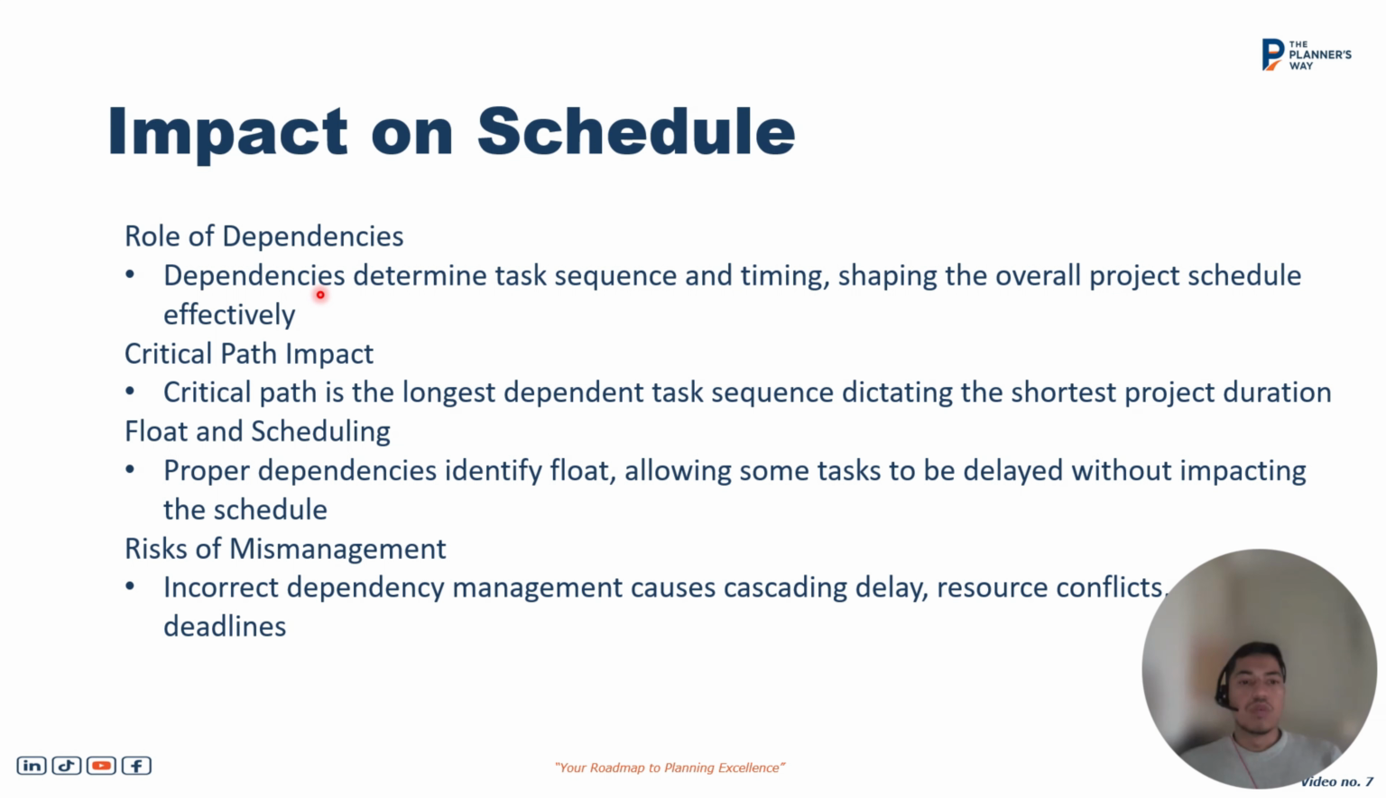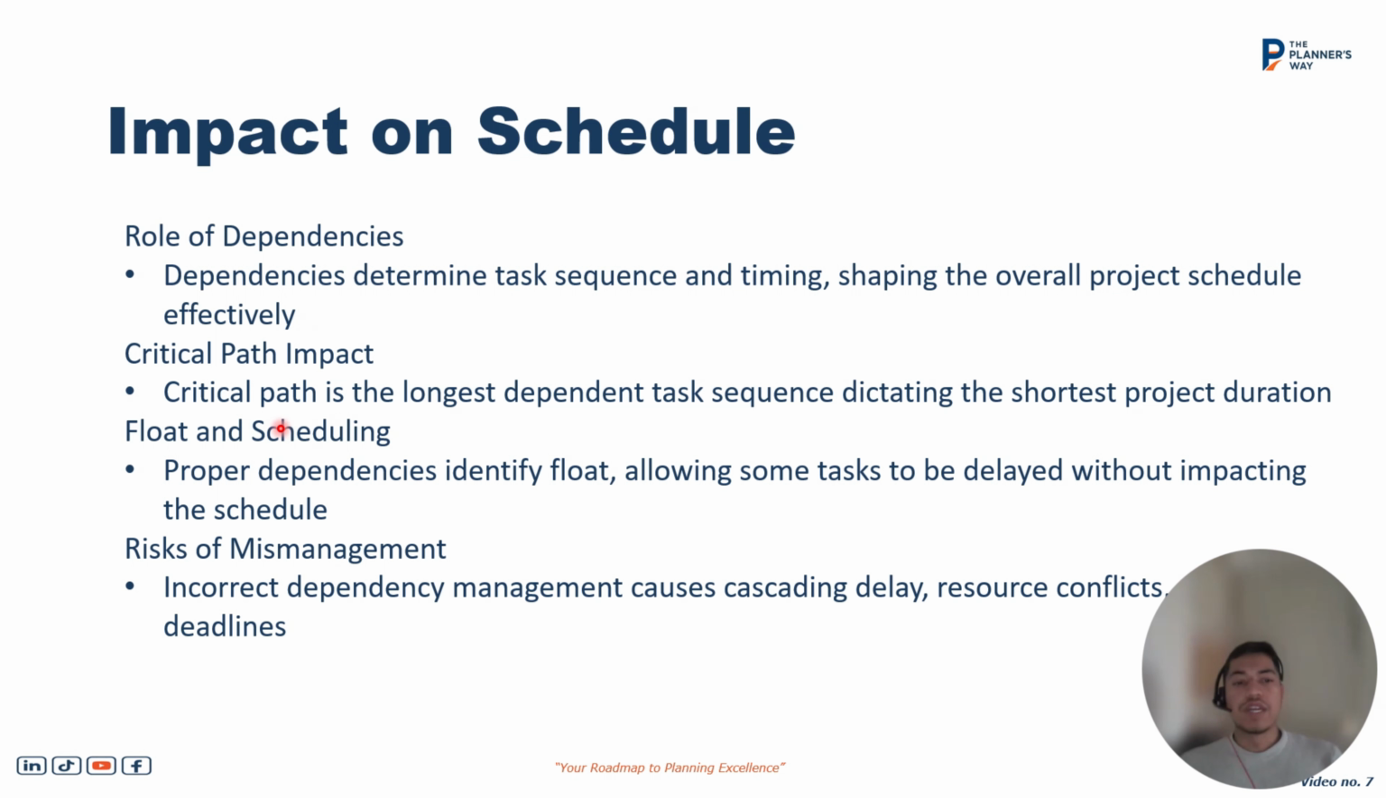What's the impact on the schedule? What's the role of dependencies? Dependency determines sequence and timing, shaping the overall project schedule effectively. If we know which tasks are dependent on one another, we can easily maintain the schedule, the sequence of activities, and maintain the logic, either finish to start, start to start or finish to finish. It will lead to our overall completion date.